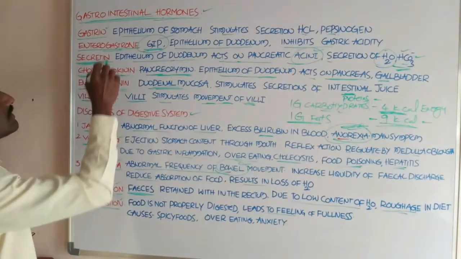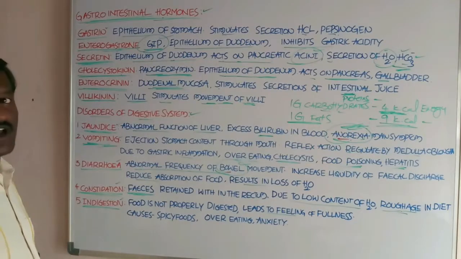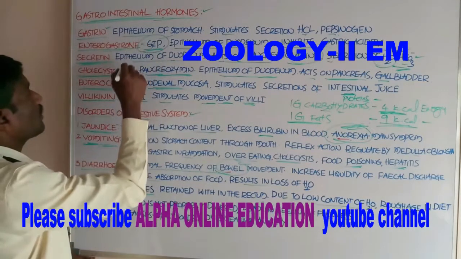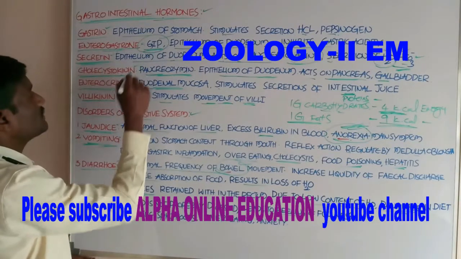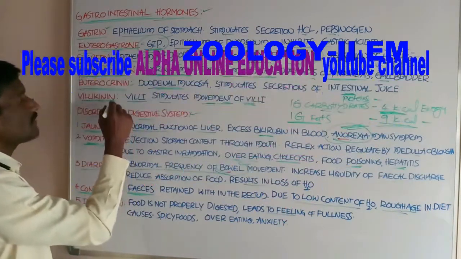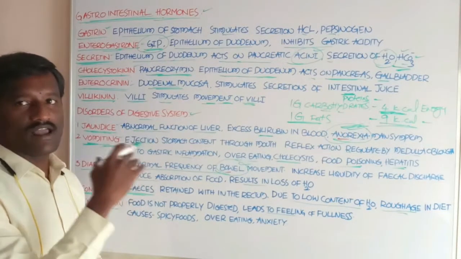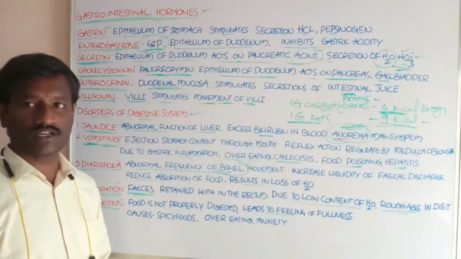Next, these are about the gastrointestinal hormones. These are gastrin, enterogastrone, secretin, cholecystokinin, enterokinin, and villikinin. These are the hormones and their actions. Gastrointestinal hormones.